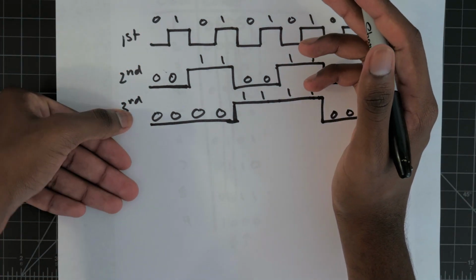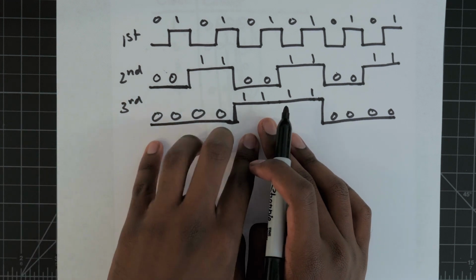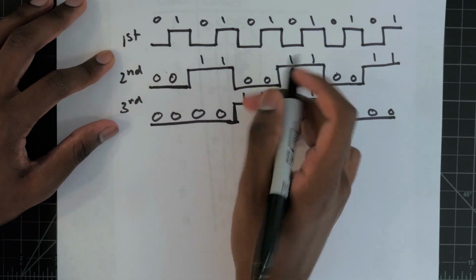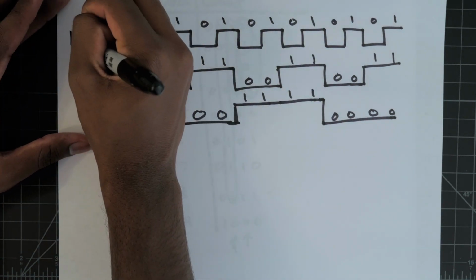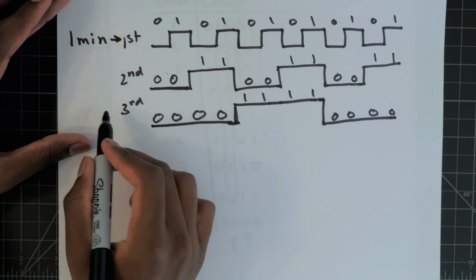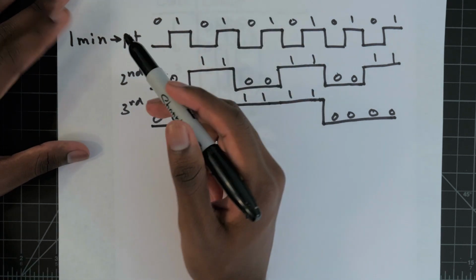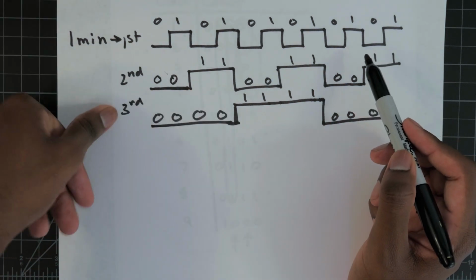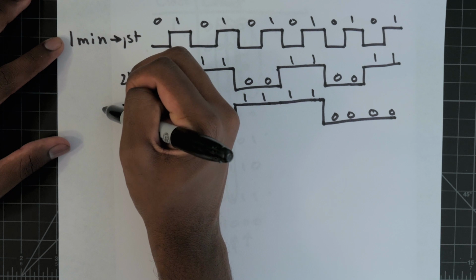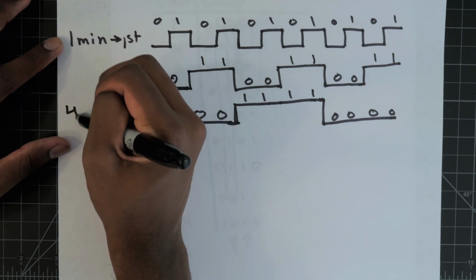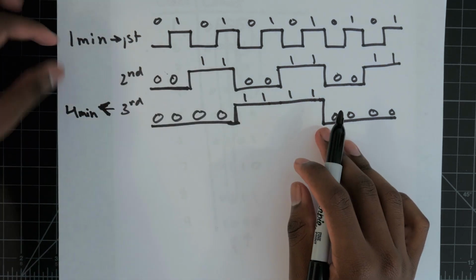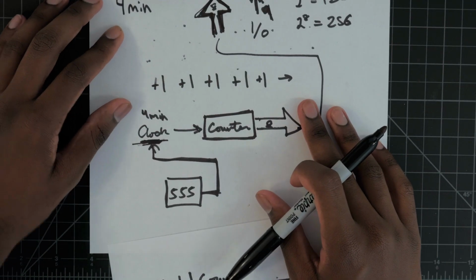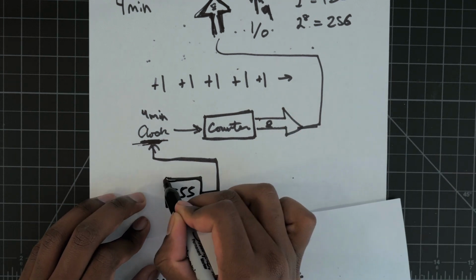But treating the third digit as a clock signal, you can see that the period length is exactly 4 times as long as the first digit. So if we plug our 1 minute clock signal into a counter, and then take a look at the third digit, we're going to be outputting a clock signal which has a period length of 4 minutes. So just like that, we've created the 4 minute signal that we need for our EEPROM based off of a 1 minute 555 timer.